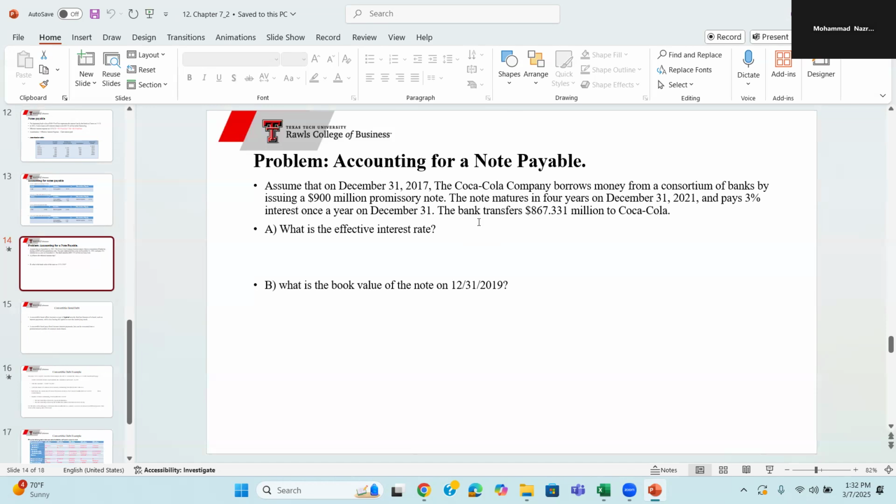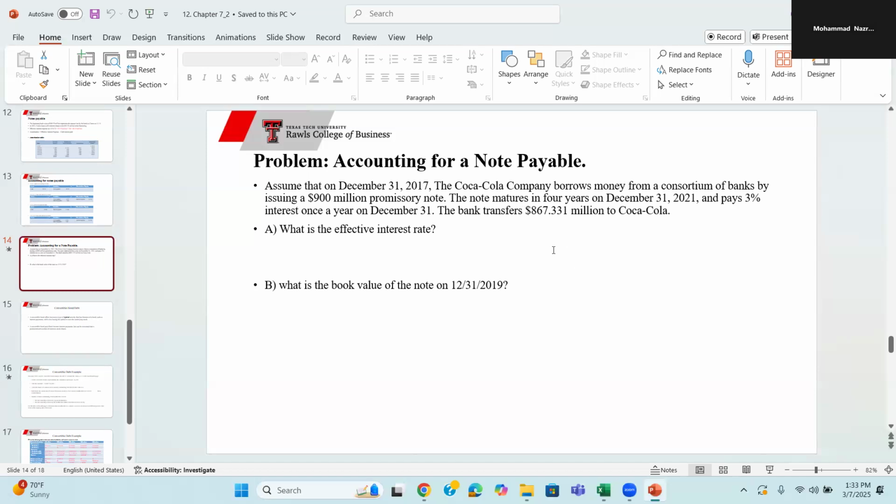So for the 4 years, you're taking these borrowings on December 31st, 2017 to 2021. You have to pay 3% interest once a year on December 31st. This is your fixed cash interest you have to pay every time, irrespective of your payment. The bank transferred 867.331 million to Coca-Cola. This is your present value. You already received this amount from the bank, but you have to pay a total of 900 million after 4 years.